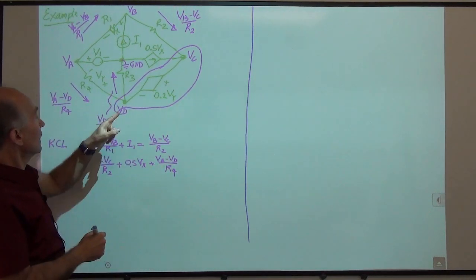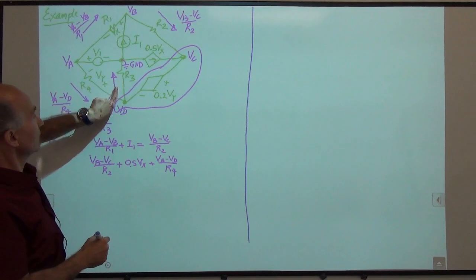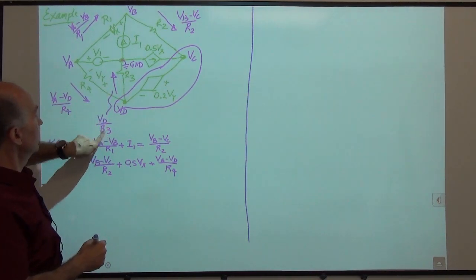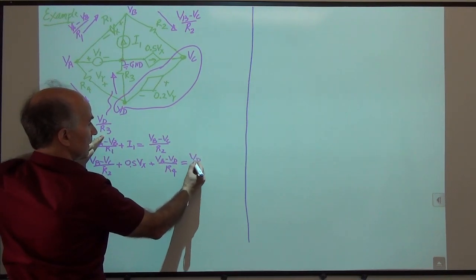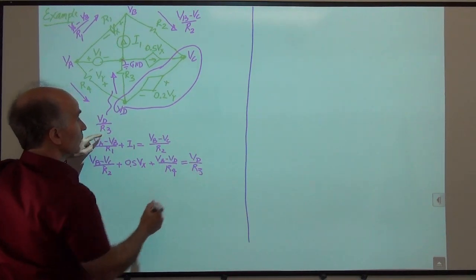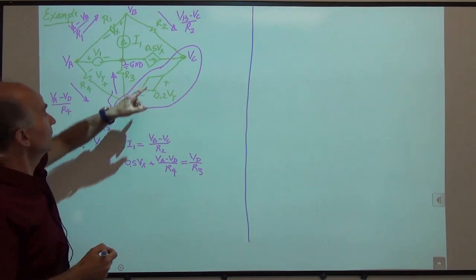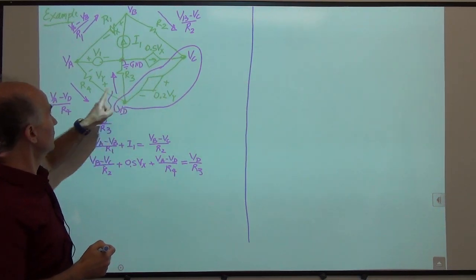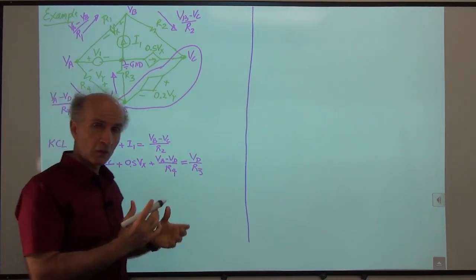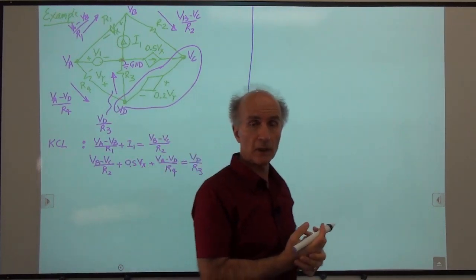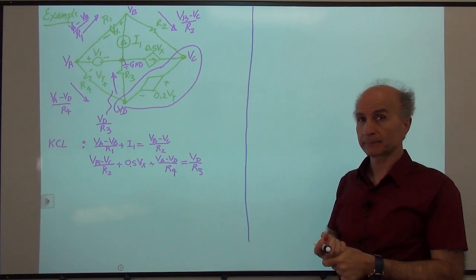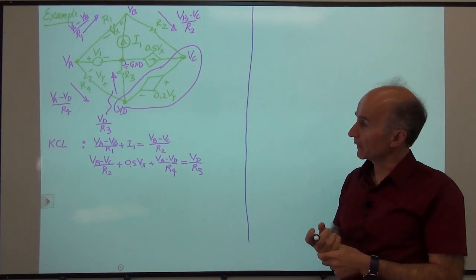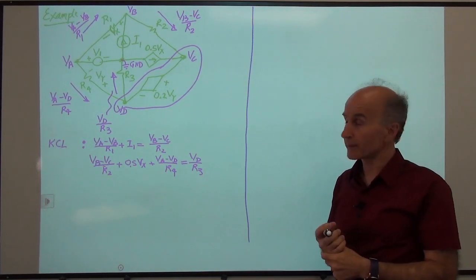And what's leaving the box? This one is coming out of the box, going out, right? So that would be VD over R3. We want to make sure that we haven't missed anything, right? So we have 1, 2, 3, 4, and we have four terms here. So we took care of all the currents that are going into or out of the supernode. All right, that's great. Okay, so we got two KCLs.